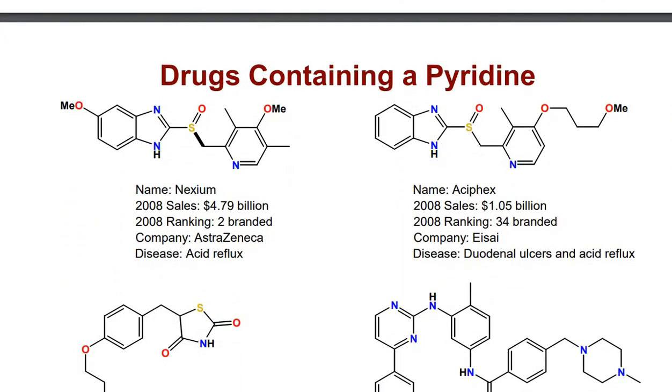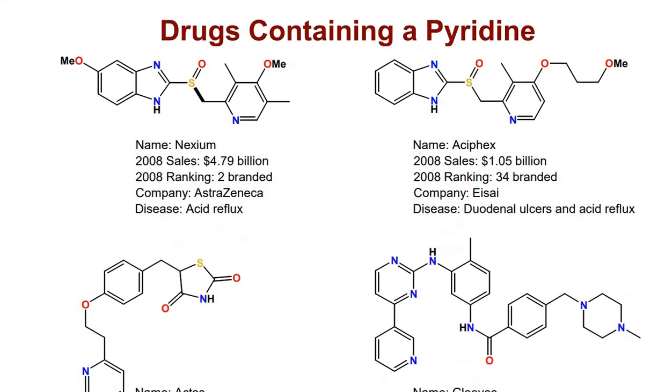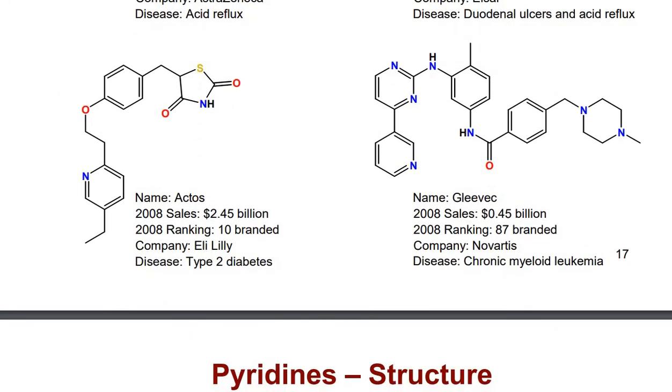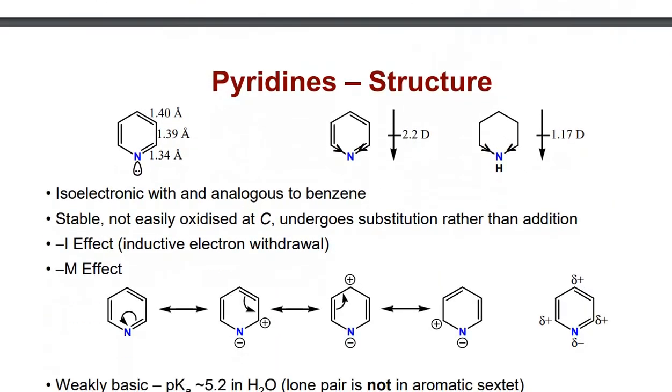Drugs containing a pyridine: Nexium, you can see pyridinium, Aciphex. The diseases are acid reflux and duodenal ulcers and acid reflux. Now Actos and Gleevec: type 2 diabetes and chronic myeloid leukemia.